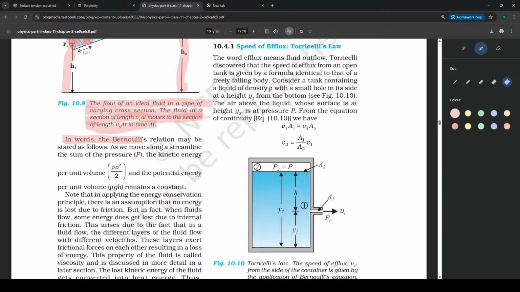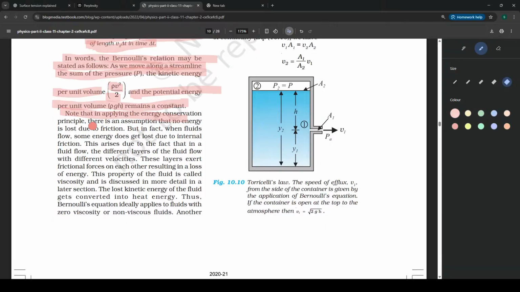In words, Bernoulli's relation may be stated as follows: as we move along a streamline, the sum of pressure P, the kinetic energy per unit volume, and the potential energy per unit volume remains a constant. Note that we apply the energy conservation principle. There is an assumption that no energy is lost to friction, but in fact, when fluids flow, some energy does get lost due to internal friction.